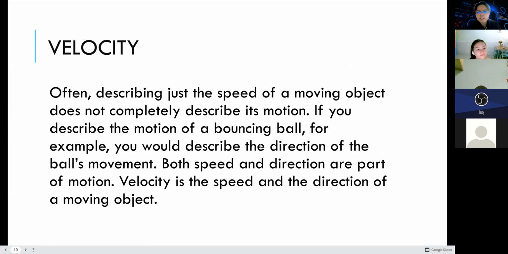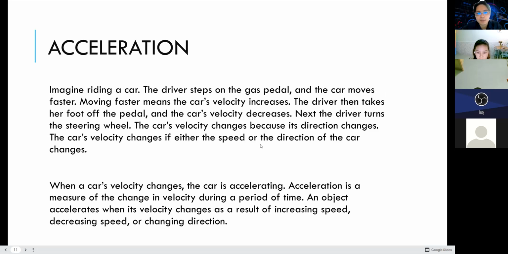Velocity, often describing just the speed of a moving object, does not completely describe its motion. If you describe the motion of a bouncing ball, for example, you would describe the direction of the ball's movement. Was it moving forward, backwards, left, or right? Both speed and direction are part of the motion. Velocity is the speed and the direction of the moving object. So it is a chunk of speed and a chunk of direction of a moving object. It forms velocity.